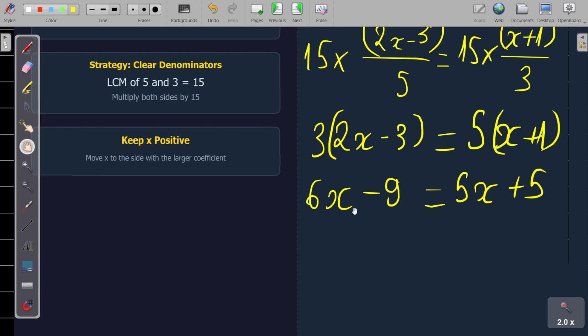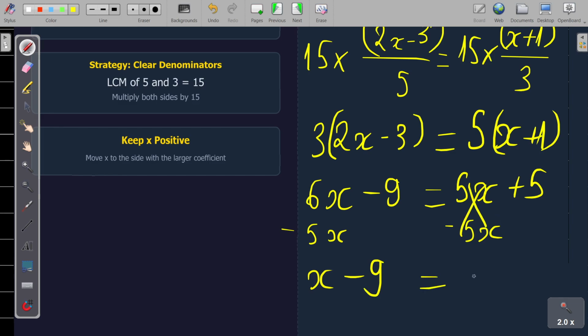So we have x on both sides. We need them on one side. So if it's possible, keep the x positive if you can. So look at this, we have 6x on the left and 5x on the right. If we subtract 5x from both sides, we'll end up with positive 1x on the left. That is going to be much easier than dealing with negatives, so let's do that right now. We'll minus 5x from both sides. This will give us x minus 9, and 5x will cancel each other out. Now I have 5. Okay, that looks much simpler now.